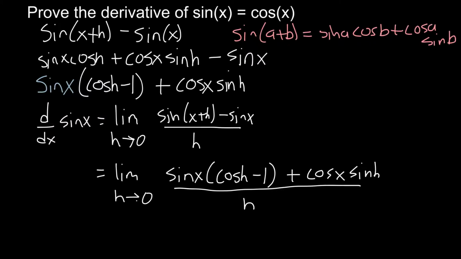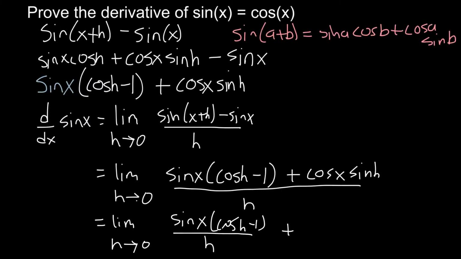Now the last trick in evaluating this limit is looking at the numerator and seeing we have one term added to another term. And so we're going to split up the first term over h and the second term over h, which will give us as follows. The limit as h approaches 0 of sine of x times cos of h minus 1 all over h plus cos of x times sine of h all over h.